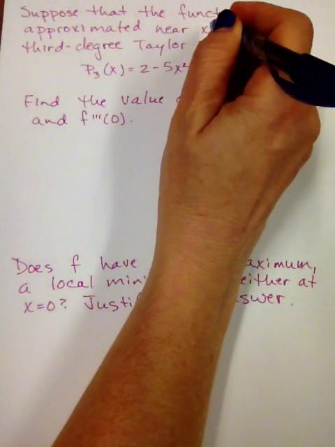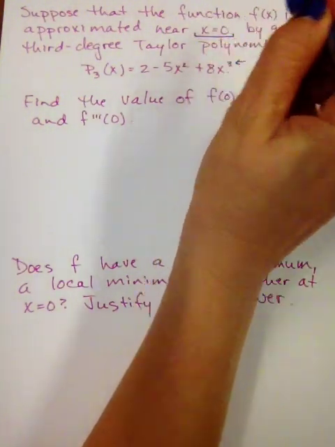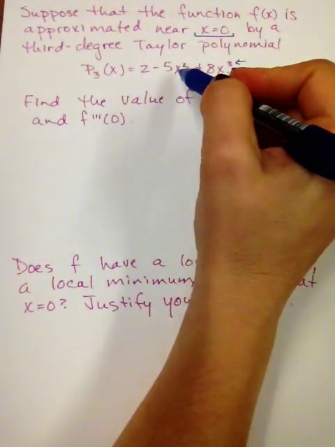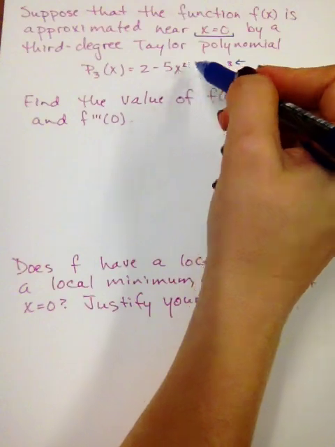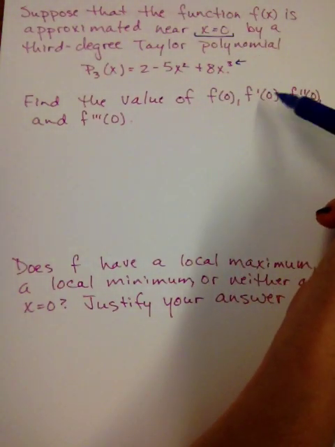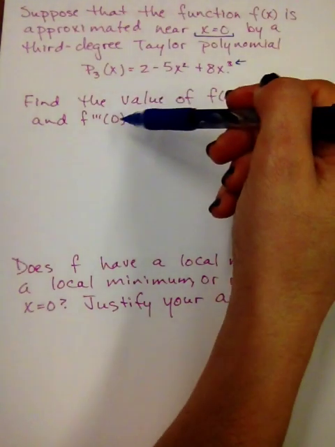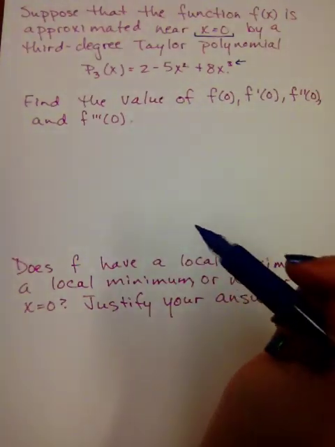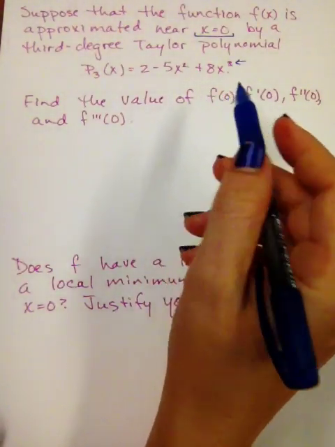Now keep in mind it was approximated near x equals 0, so this one is centered at 0, and you can see that because I have an x squared, not an x minus 1 in parentheses squared, etc. But find f of 0, f prime of 0, f double prime of 0, and the third derivative at 0. So there are lots of different approaches to take, but one thing you could do is just write the pattern out.